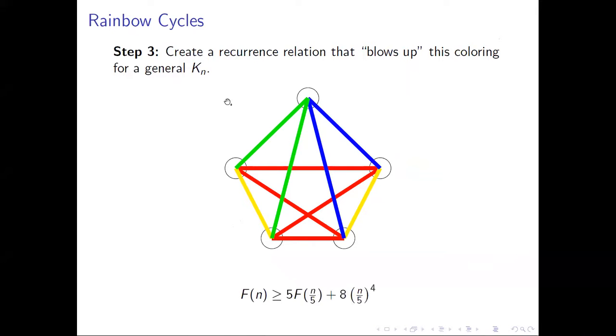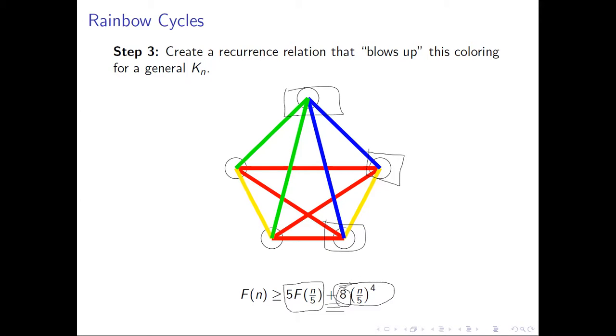This allows us to create this recurrence relation. F of n stands for the maximum number of rainbow subgraphs in a Kn. So f of n is greater than or equal to 5 times f of n divided by 5. What does that mean? Well, there are n divided by 5 vertices in each of these cells. So that means the maximum number of rainbow subgraphs in each cell is f of n divided by 5. There are 5 cells, so that's where we get 5 times f of n divided by 5. Plus this 8 times n divided by 5 raised to the 4th. Now, what does that mean?